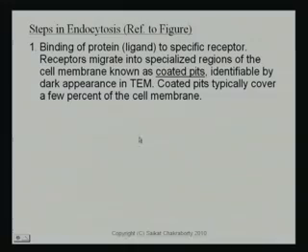So, one kind of receptor is supposed to bind to one or two different kinds of ligands. The binding of the ligand to the specific receptor happens, and the receptors migrate into specialized regions in the cell membrane known as coated pits, identifiable by dark membrane in the TEM. Coated pits typically cover a few percent of the cell membrane. Here we are again talking of which class of receptors?